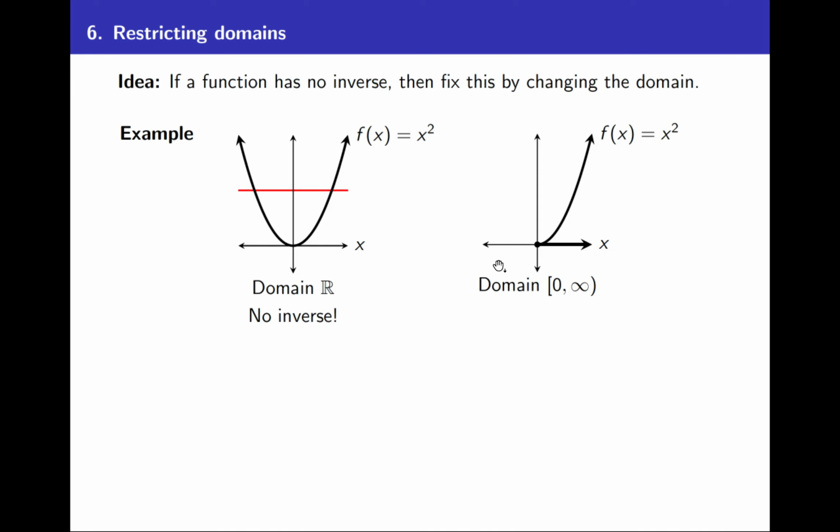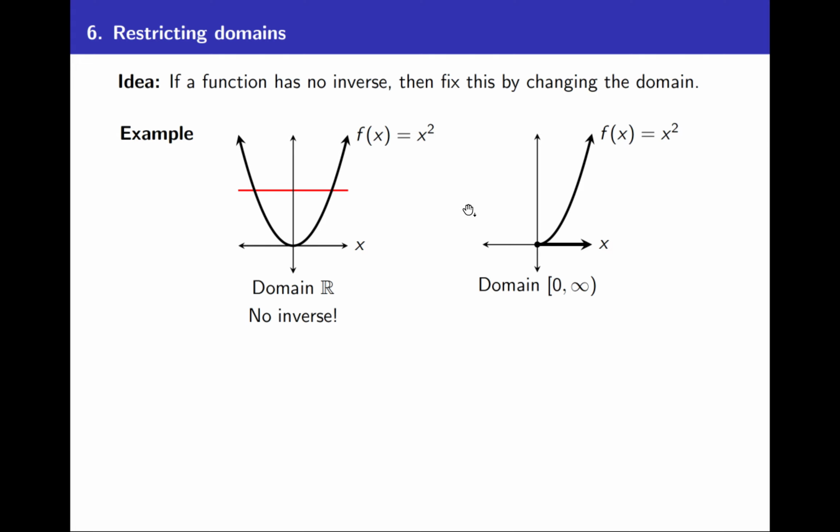So one thing we could do is say, well, let's fiddle with this function f of x equals x squared and fix the problem of it not being one-to-one by restricting its domain to just the non-negative numbers, x greater than or equal to 0. And that's essentially cutting off half of the graph, the part for which x is negative.